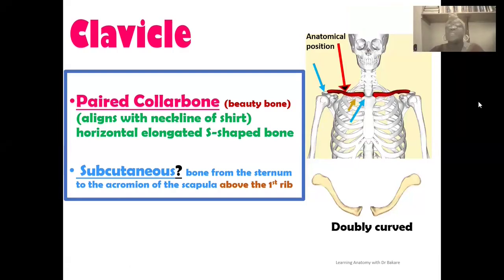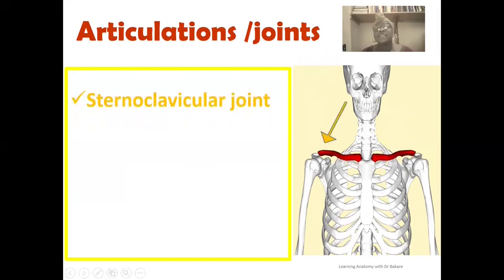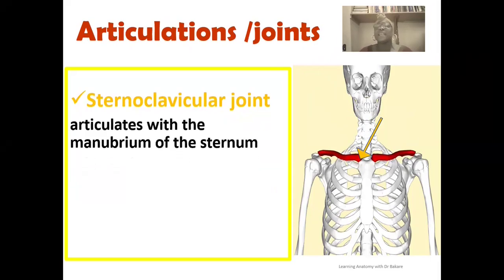So let's dive further in highlighting some other details about the clavicle. So here we'll be highlighting the articulations and also joints created by the clavicle. We have the sternoclavicular joint, and using this image by the side, this is where we have the sternoclavicular joint. We say that most times all we need to do is to always break down the name. Sternoclavicular means a joint that connects the sternum with the clavicle. And this joint specifically connects the manubrium of the sternum with the medial end of the clavicle.